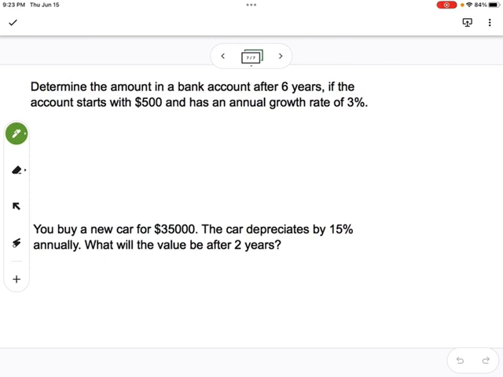So we have a couple of examples here. Determine the amount in a bank account after 6 years if the account starts with $500 and has an annual growth rate of 3%. So with our y equals ab to the exponent x, we want our starting amount, which is the $500. We have a growth rate of 3%. You always want to change the percent to a decimal, so that's 3 divided by 100, which gives us 0.03.